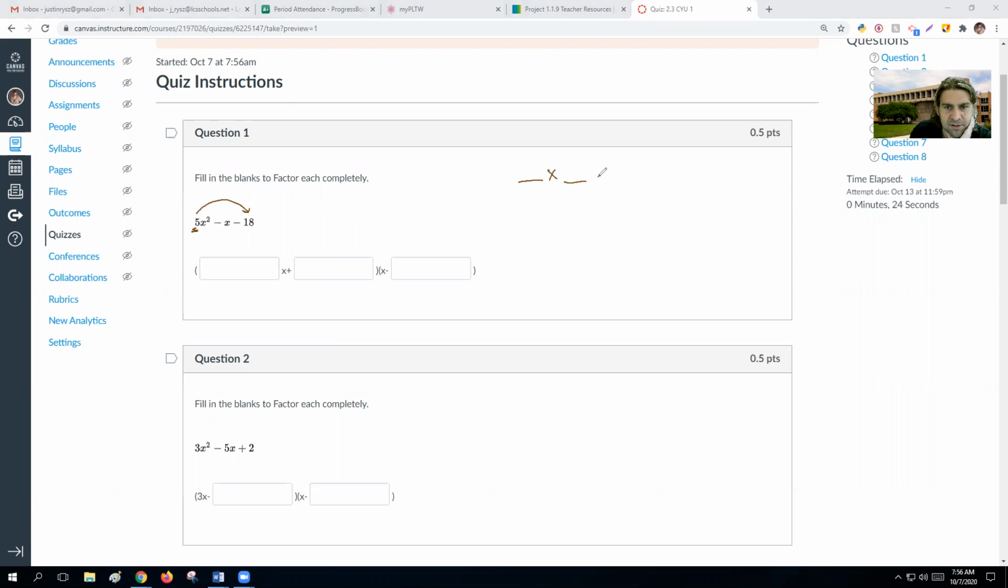We have to think, what two numbers multiply together to get, okay, what's 5 times -18? It'd be -90. And what two numbers add together on the inside to get us -1? Yep, that would be a -10 and a +9. So we would have an x -10 and an x + 9, but we have a number in front, so we need to divide them both by 5. So we would get an x -2, and that one doesn't divide, so we have to slide it over, a 5x + 9. So we just have to be careful when we answer these.